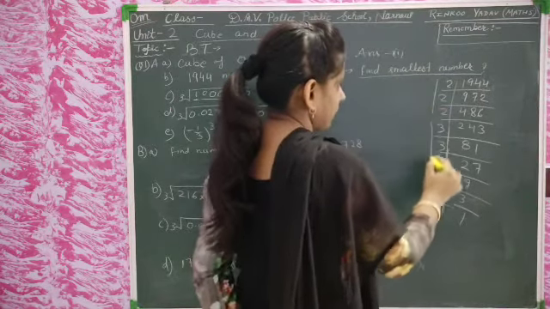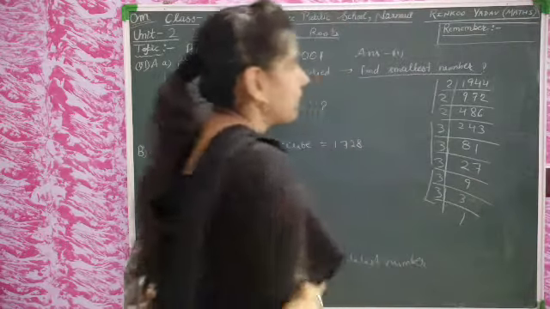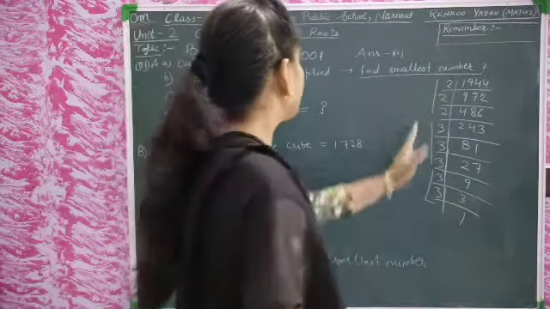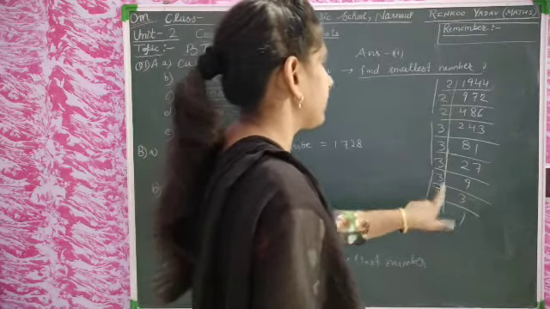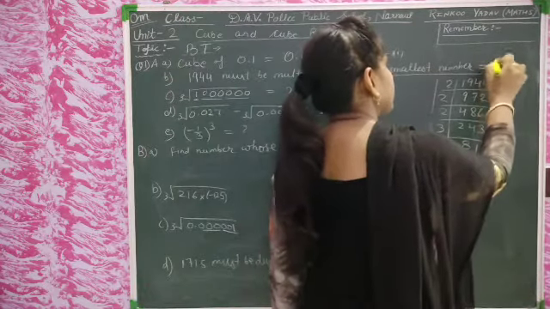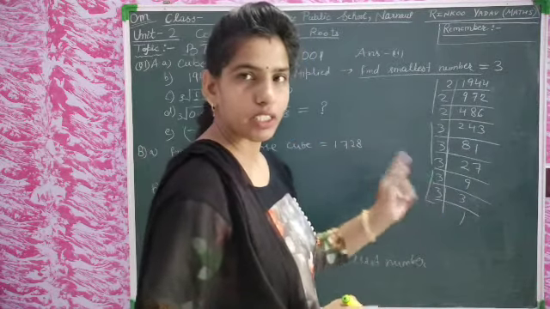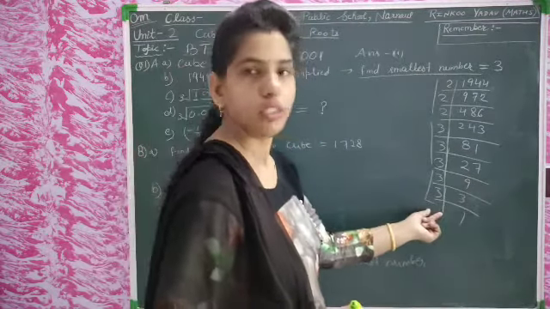There is one triplet, but the other one is not a triplet. So it will require a smallest number, that is 3 here. One 3 must be required here. 2 threes are there, but for the triplet there must be one 3 more.